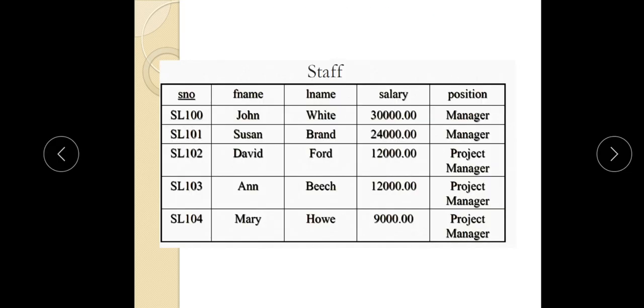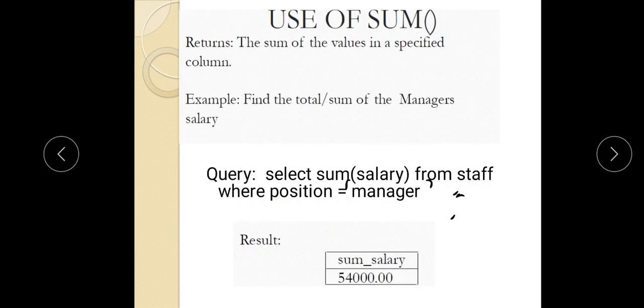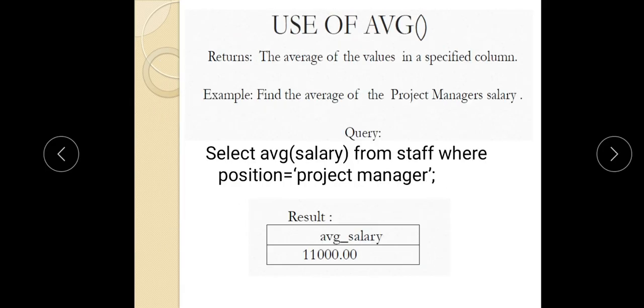So how many project managers are there? Here we have 3 project managers, and their salaries are 12,000, 12,000 and 9,000. We have to find the average of their salary. So how can we write it? We can write like this. Select, the function is AVG. Don't write average. The function is AVG.